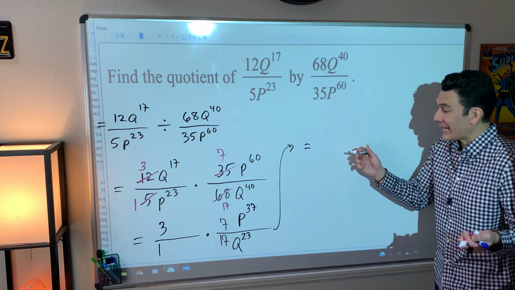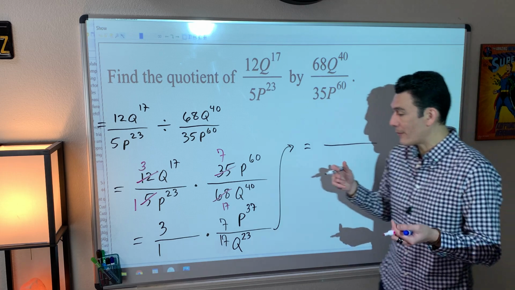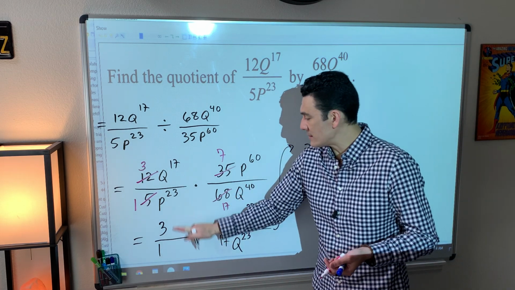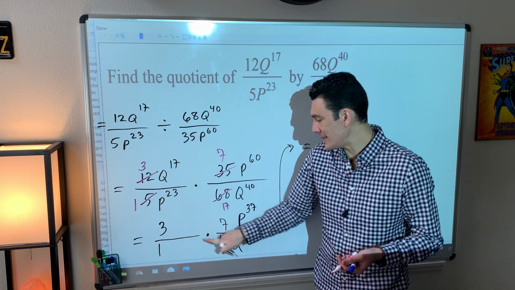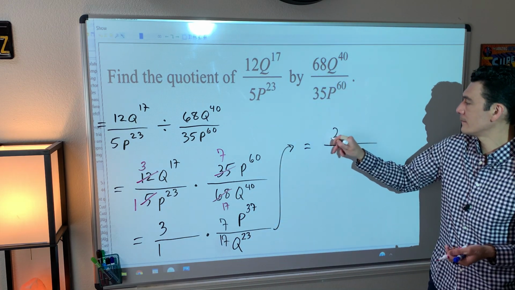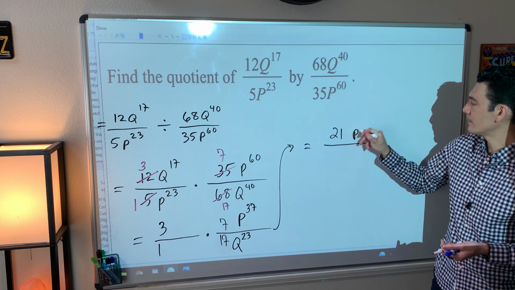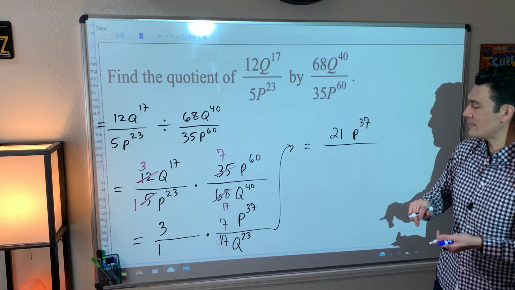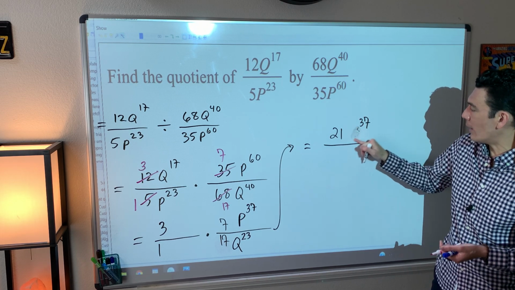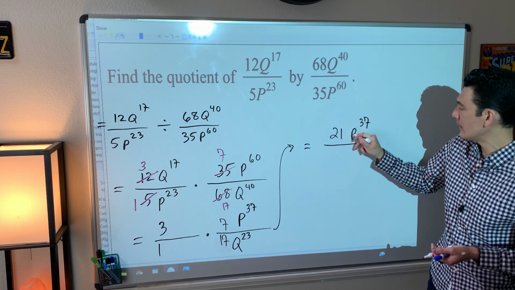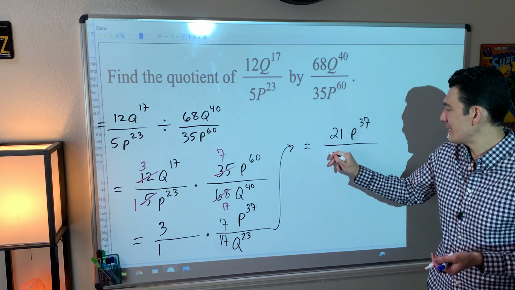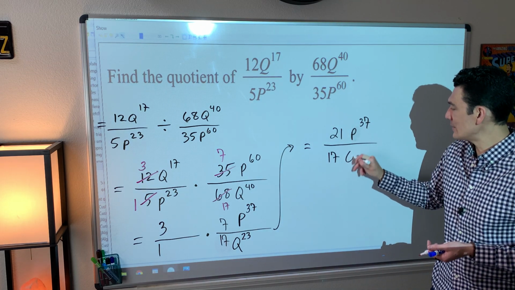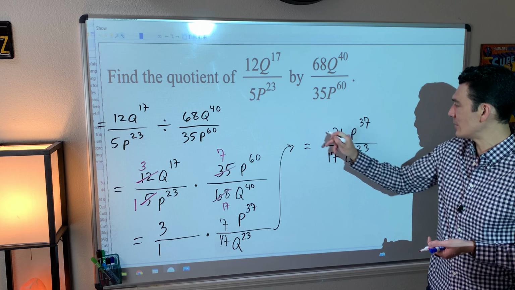Equals. Now, guys, I think we're finished. I think now we're ready to just write down the final answer because nothing else goes away. So in the top, we have 3 times 7, 21, P to the 37th. And in the bottom, it's 1 times the stuff. It's just 1, right? It's 1 times that, so it's just going to stay that. 17, Q to the 23. Box that in, we're done.